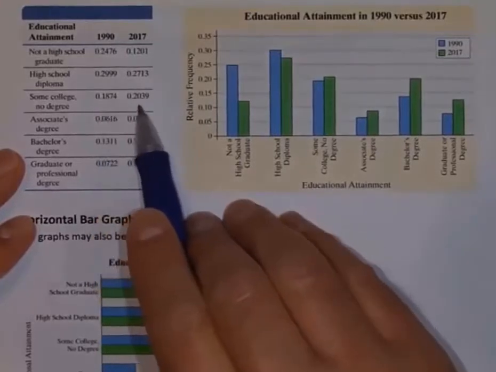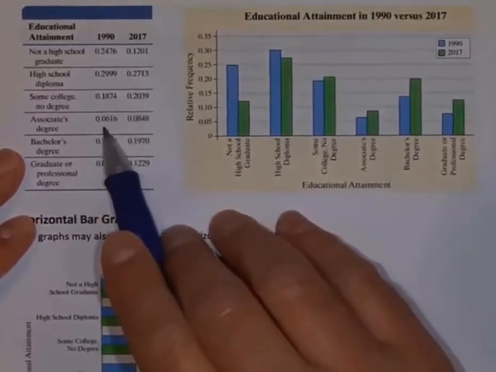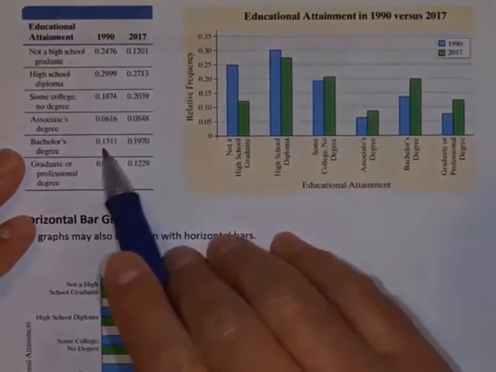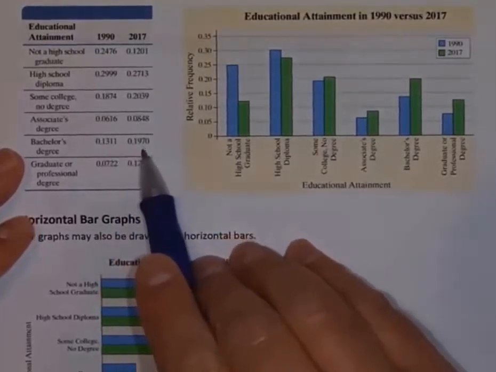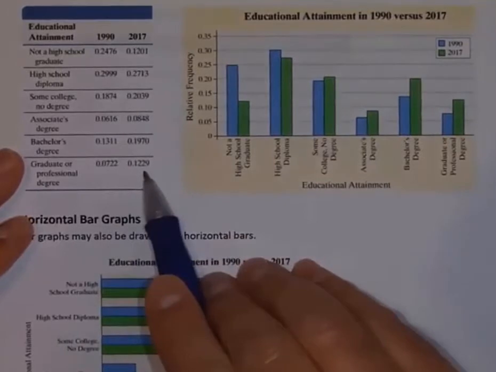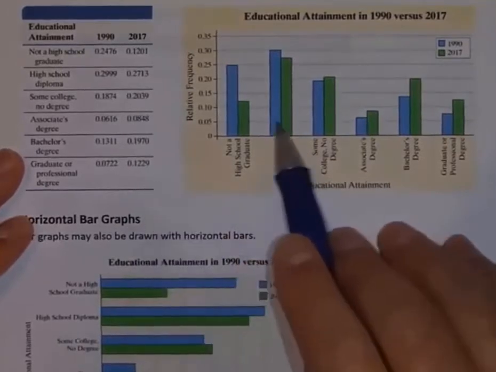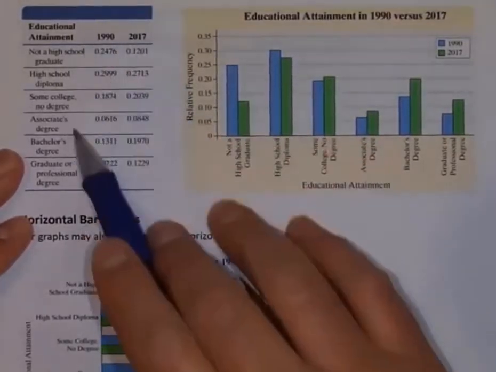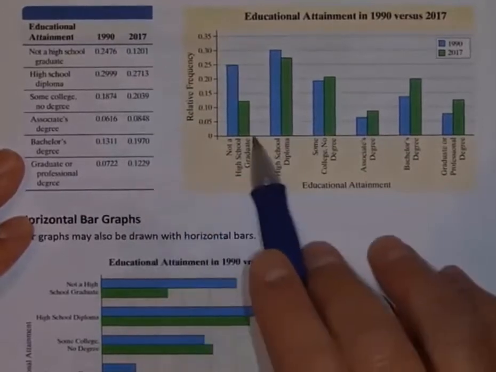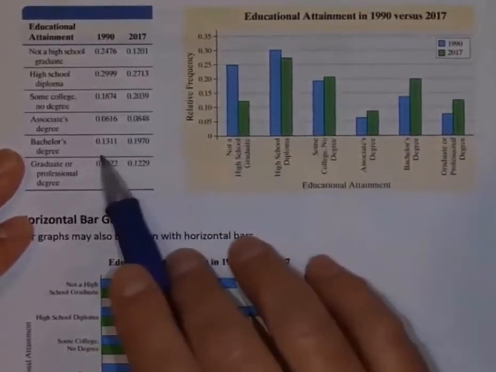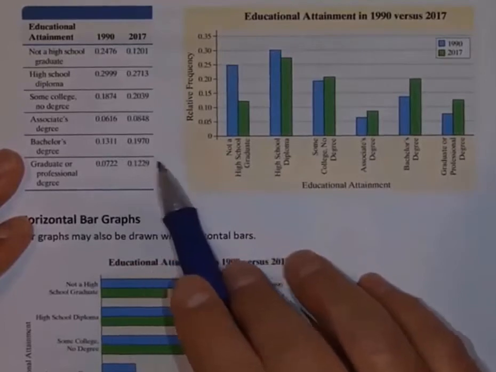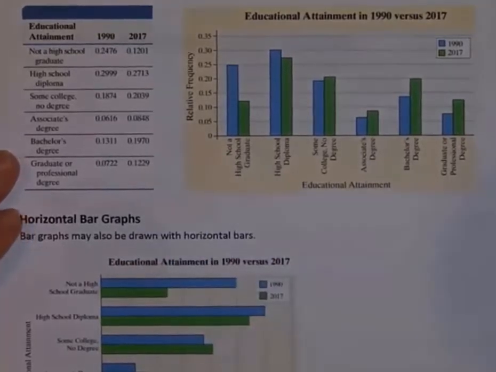18%, almost 19% versus 20%. 6% versus 8%. 13% versus almost 20%. 7% versus 12%. So again, comparing the relative frequencies is a fairer comparison for comparing 1990 to 2017 than comparing the frequencies.